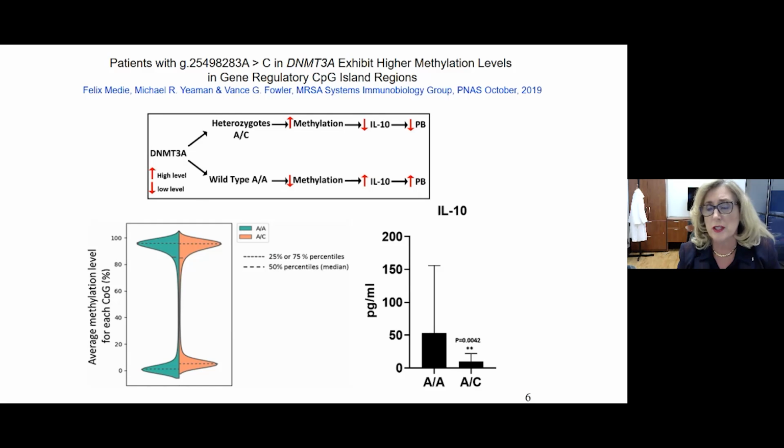We further demonstrated that patients who carry a mutation in the DNMT3A gene exhibit higher methylation levels in regulatory CpG island regions. For example, patients who are heterozygous at the DNMT3A gene have increased methylation and show lower IL-10 responses, and in contrast, those individuals with wild-type DNMT3A genotype demonstrate decreased methylation responses and consequently higher IL-10 levels. And this is associated with persistent infection. Can I have the next slide, please?